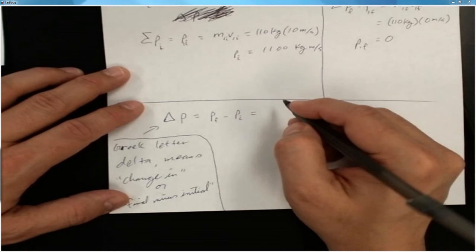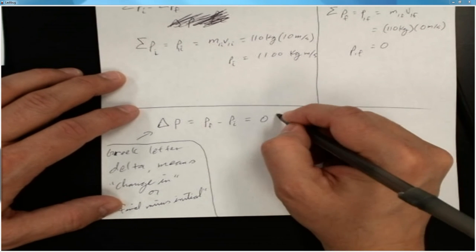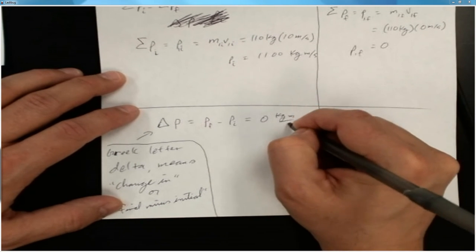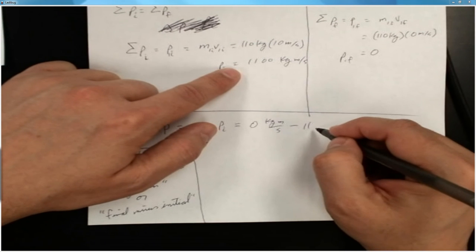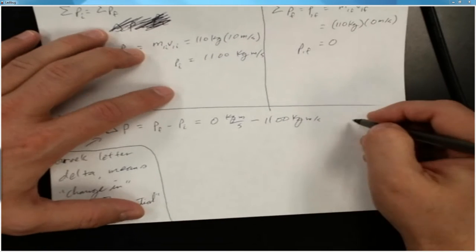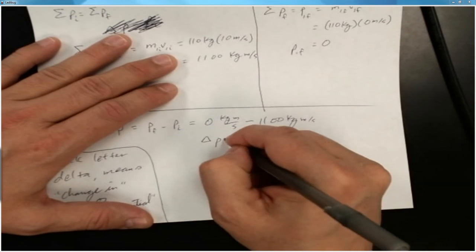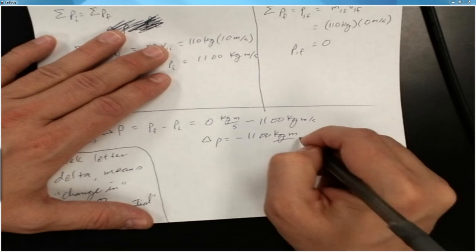So that means, what is our final? Our final is 0. So 0 kilogram meters per second minus our initial value is 1100 kilogram meters per second. So the change in our momentum is negative 1100 kilogram meters per second.